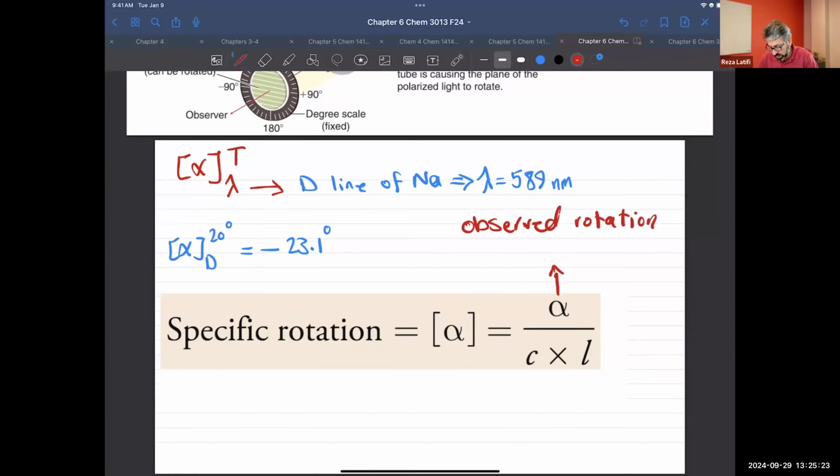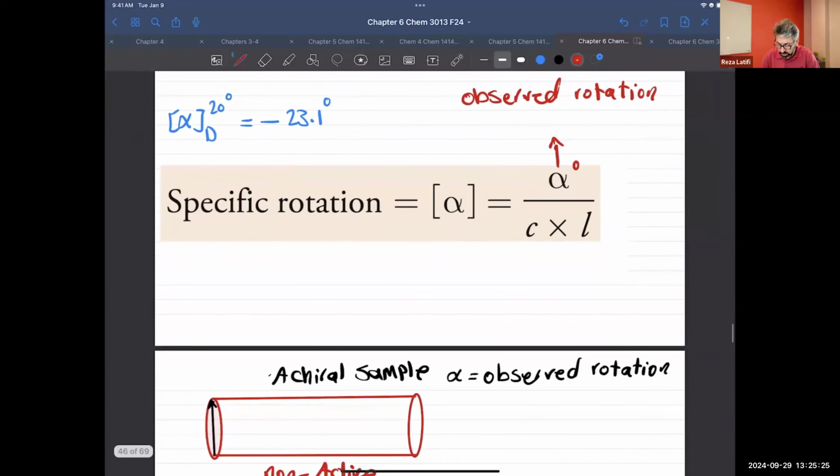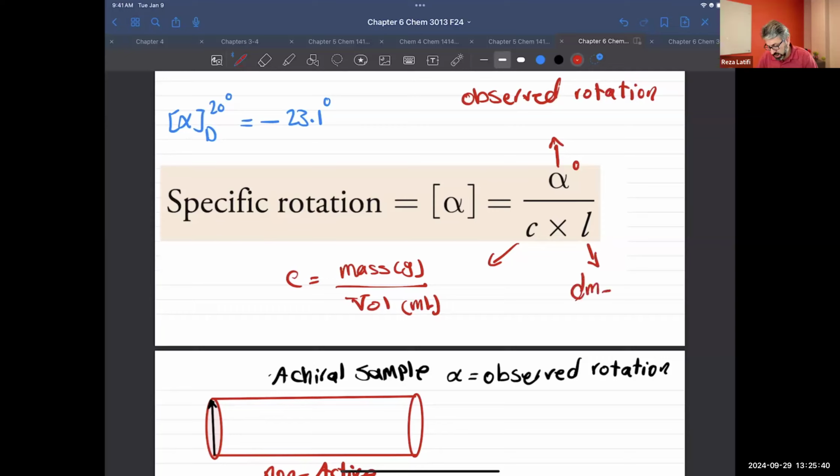And the unit for it is going to be degree. C will be the concentration, which is mass in gram divided by volume in milliliter. And how about L? L is going to be the length, it will be in decimeter, and that's going to be equal to 10 centimeter.